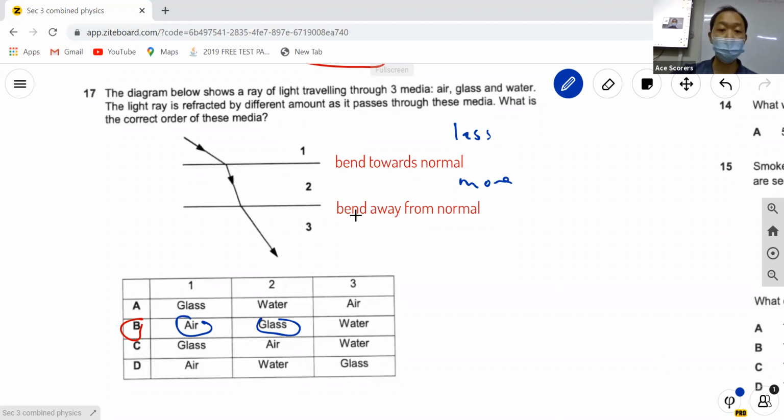Then 2 to 3, bend away from normal. What does this mean? So this one is less dense again, and this one is more dense again. So these two again fulfill the criteria because glass is solid and water is liquid. So B, next.